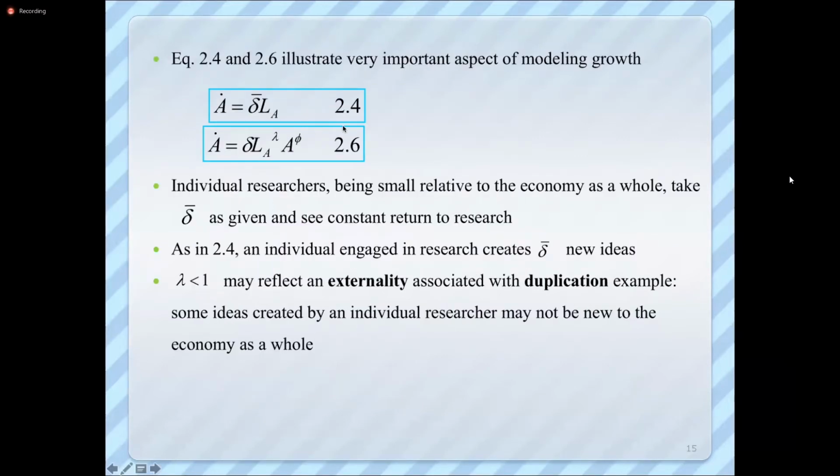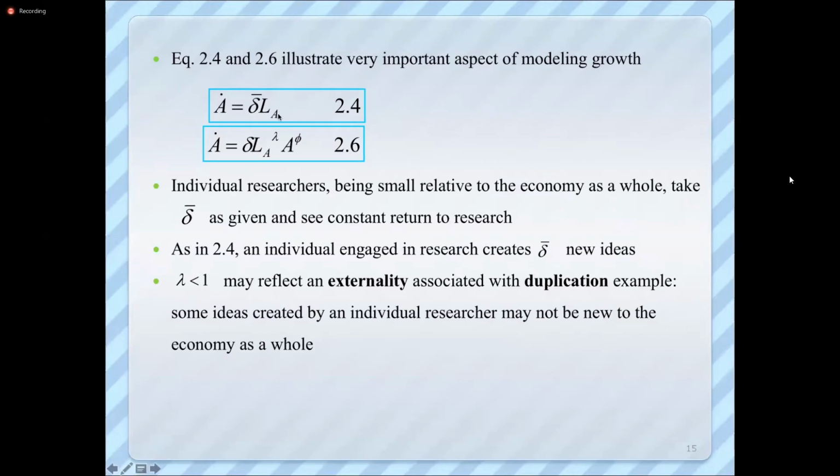Okay, so equation 2.4 is the basic equation. What we did was two things from equation 2.4. One, we tried to explain what this delta hat is. This delta hat is delta in 2.6 and this A to the power of phi, meaning that the rate of discovery depends on productivity. That's the meaning.